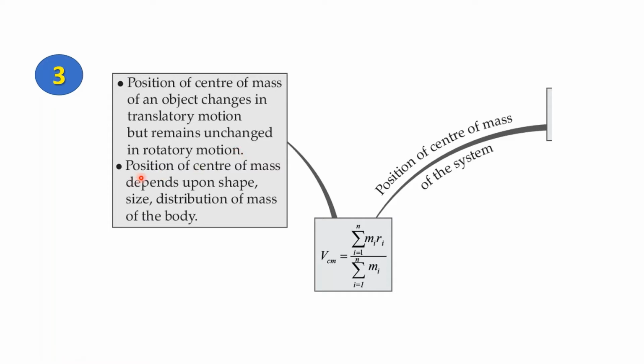So that's the first point. The second thing that you need to keep in mind is that the position of center of mass depends upon the shape, the size, and the distribution of mass of the body. Now, when you have regular shaped bodies such as circles, discs, rings, etc., the center of mass of the object will be at its geometrical center. And for irregular shaped bodies, the center of mass does differ.